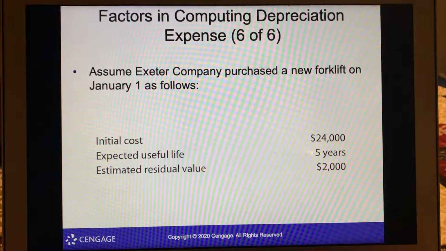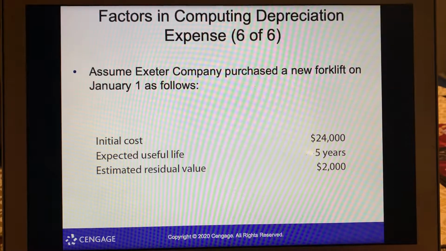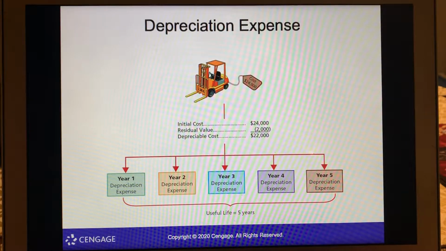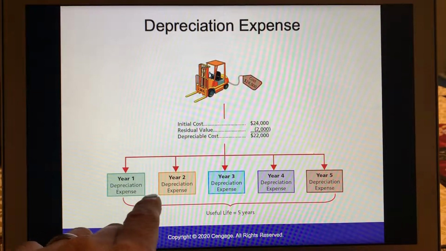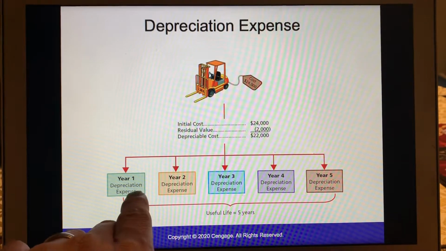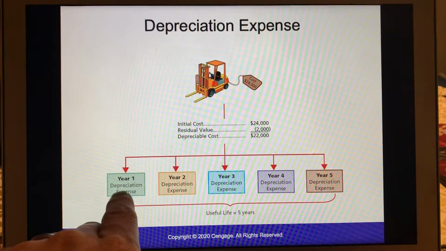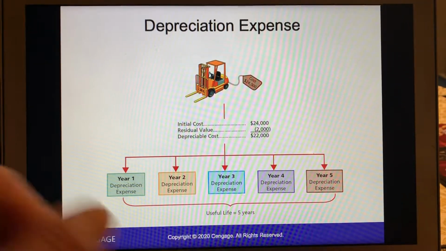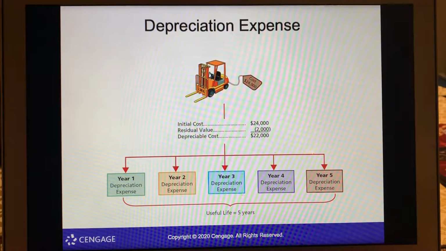So here's an example. Initial cost is $24,000. Expected useful life is 5 years. Estimated residual value is $2,000. So initial cost minus the residual value, which will be $22,000, is depreciable cost. So year one, this is expense. Whenever you see 5 years, that means we would divide 22,000 by 5, and each year we expense that amount out. Okay, so keep that in mind.